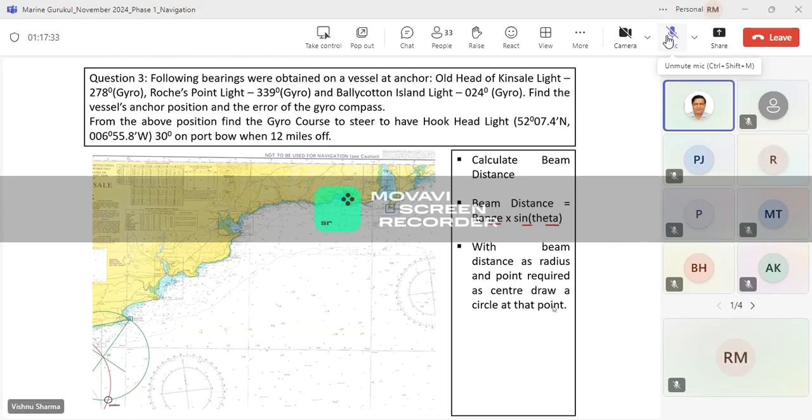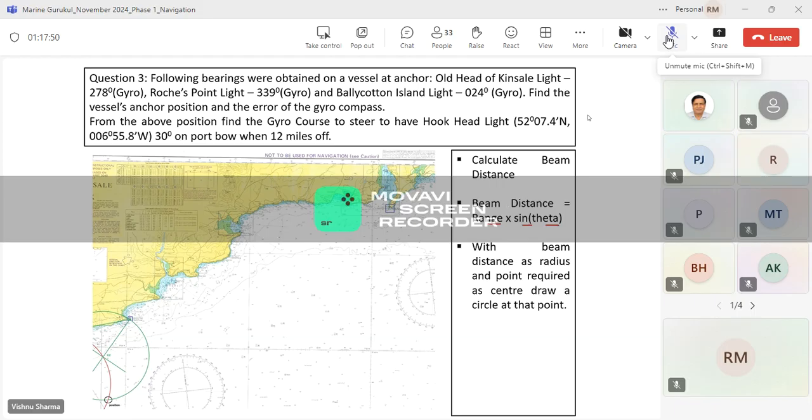So we find the range. Okay. Then he goes on to explain the method first. You don't have to write all this. This is only explanation. With beam distance as radius and the point required as the center, which point? In this case, the hook head light. We draw a circle.